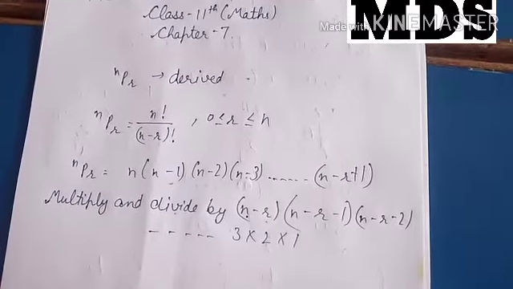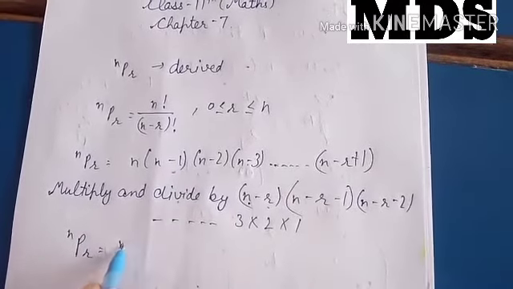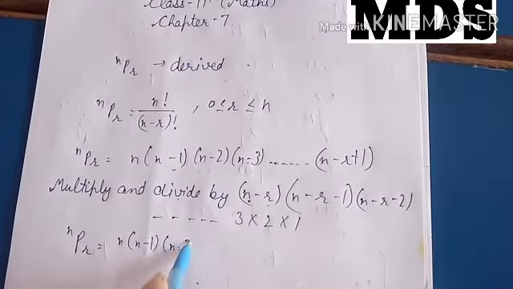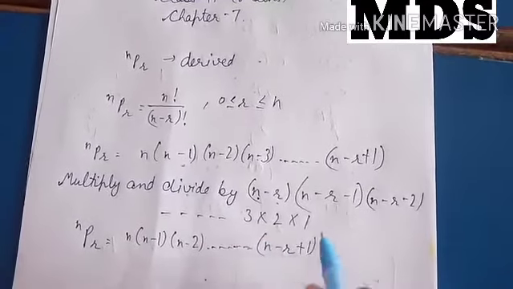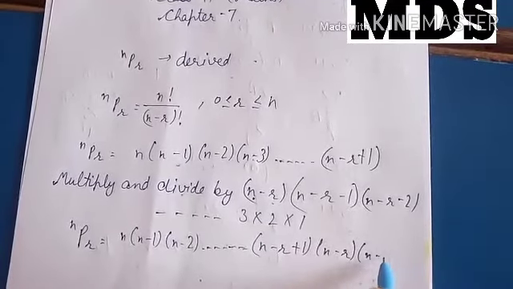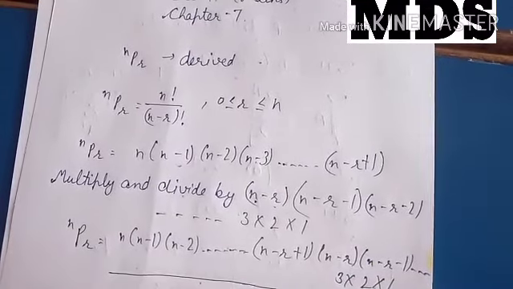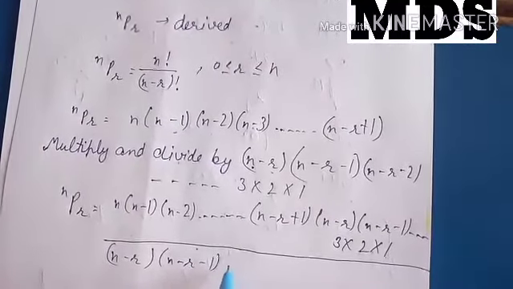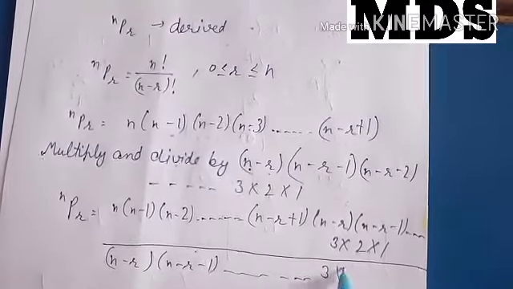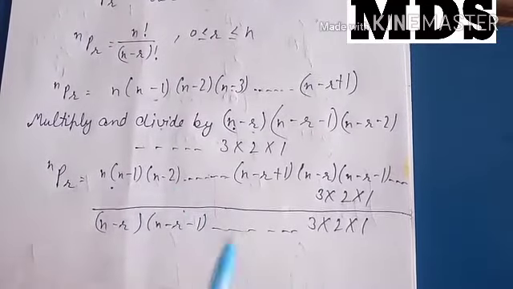So this will now be equal to nPr. This will be equal to n into n minus 1 into n minus 2, in this way till n minus r plus 1, and after that n minus r, then n minus r minus 1, and in this way 3 into 2 into 1. This whole divided by n minus r, n minus r minus 1, in this way 3 into 2 into 1. Okay, so now this is what it is, n factorial.